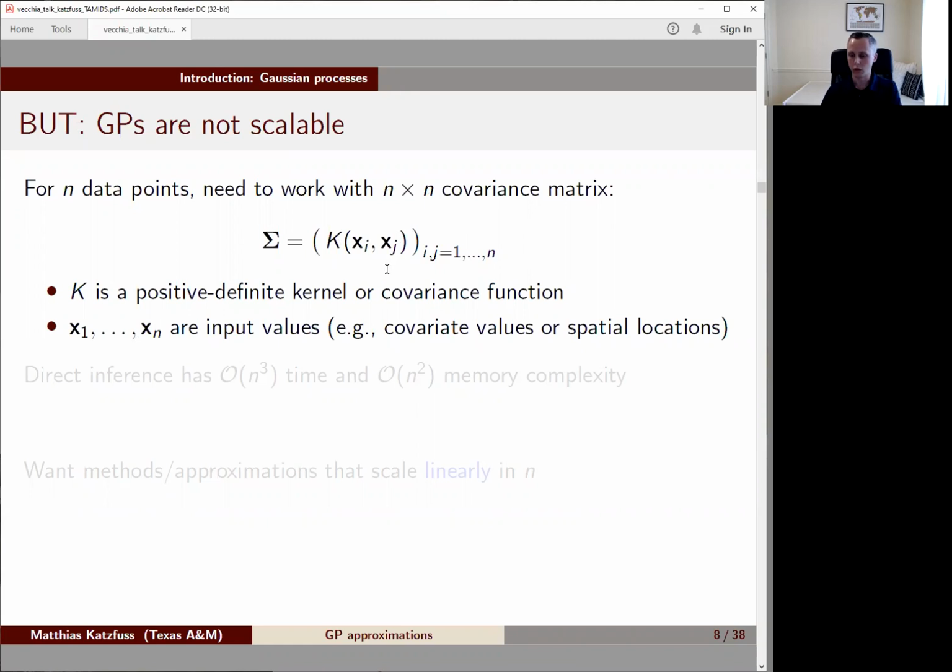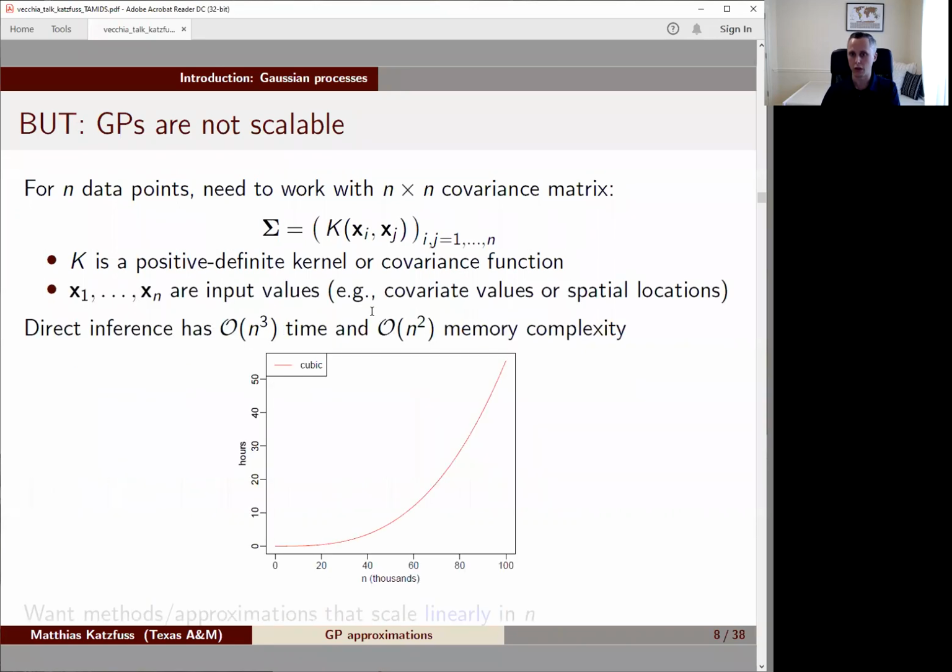And working with this, well, first of all, just computing that matrix, but also then working with the matrix and say decomposing it is very, very expensive if n is large. So roughly speaking, this will scale cubically in time and squared in terms of the memory complexity. So what that means in practice is if we have a data set with a couple of thousand observations, we can apply Gaussian processes, no problem. We can do inference very quickly. But then the computational cost increases very quickly as we go to larger data sets.